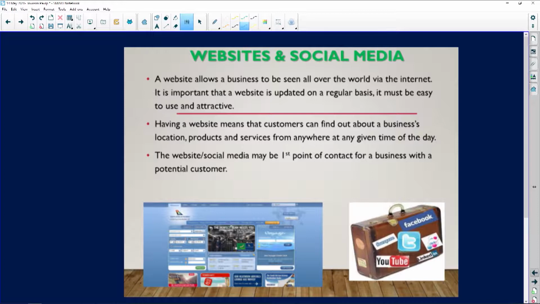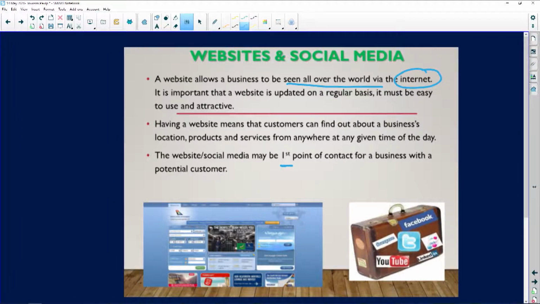All right. Websites and social media. A website allows a business to be seen all over the world because we have internet. So this means that if you have a website, guys, and this is very important, I find it a lot, if you go onto a company's website, especially in the tourism industry and in more remote areas of a country, people put up a website, that website has been there for 10 years. Pictures have changed, circumstances have changed, things have changed, but the website is still the same. So it's very important to have an updated website.